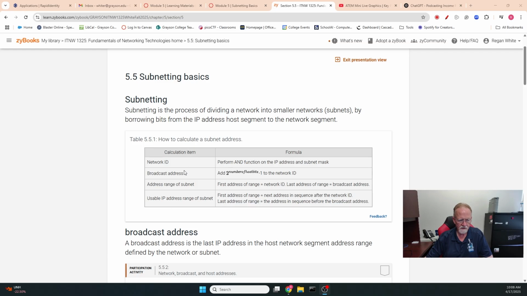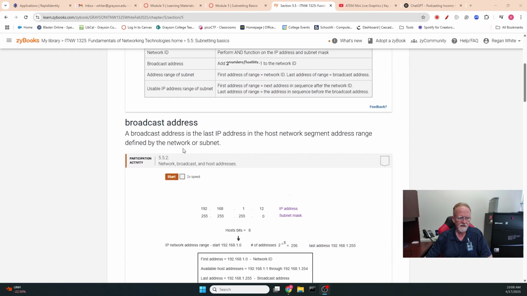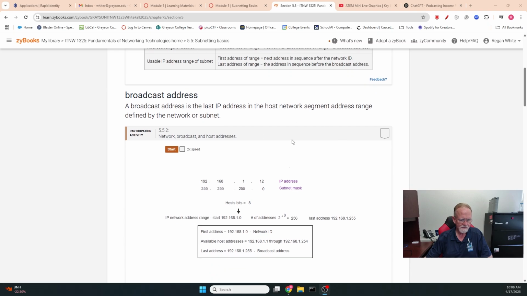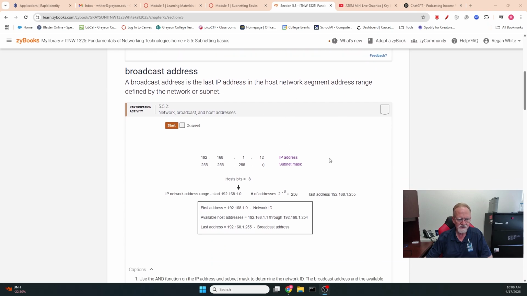Those are the usable IP addresses. The first one in the range is going to go to network ID. The last one's going to go to broadcast. So minus those 2, the addresses that you can actually install into a device are going to be the usable IP addresses. The broadcast address, that is the last address in the host network segment. It is not usable. You can't install it into a device.